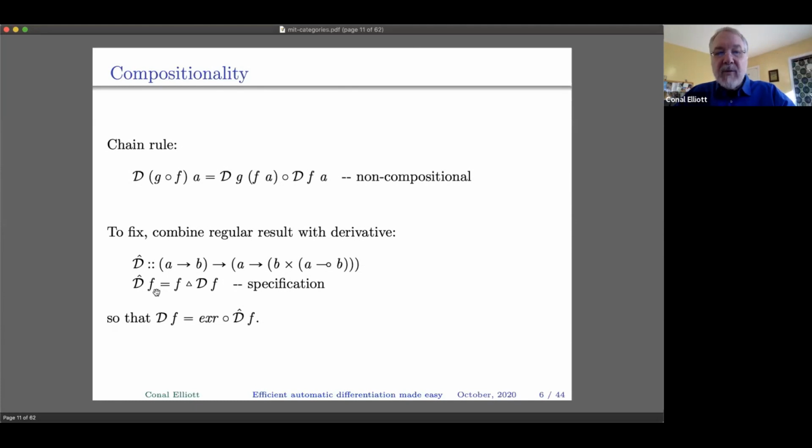What's the actual definition of d hat? It takes the function f, and remember this is that fork operation that puts two functions in parallel and zips them together. So d hat of f is built out of f and d of f. This is the specification.